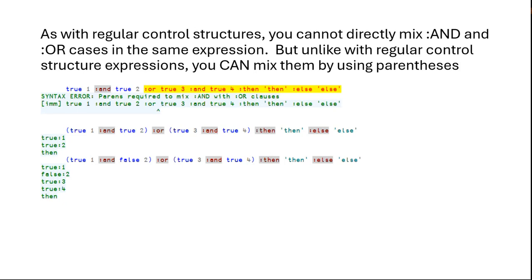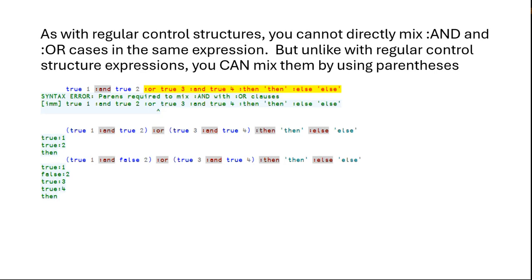But I can use parens to group it, so I can say condition 1 and condition 2 all in parens, or condition 3 and condition 4 all in parens, and that's perfectly valid. If either the left side of the or or the right side of the or evaluates to true, we will select the then clause. Otherwise, we'll select the else clause. We had to evaluate the first expression, true 1 and then true 2, to find that they're both true, and then we can skip the true 3 and true 4 evaluation and skip to the then case to get that executed.